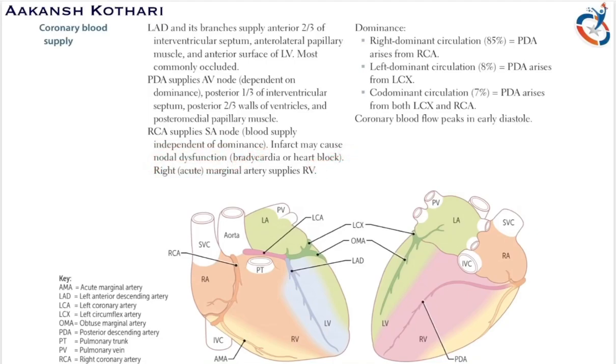The right marginal artery supplies the right ventricle. Is this statement clear? That is, the right marginal artery, which is the acute marginal artery, supplies the right ventricle. This is all about the coronary blood supply of the heart.